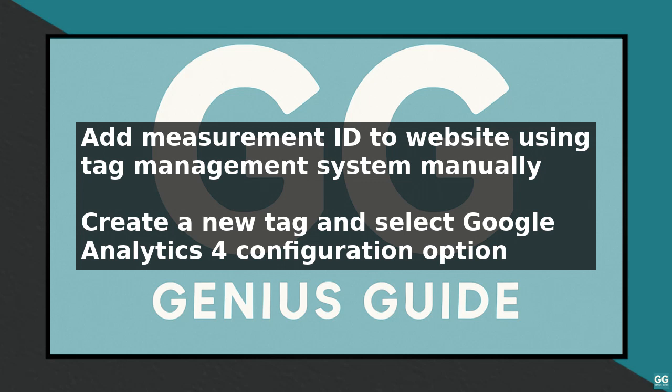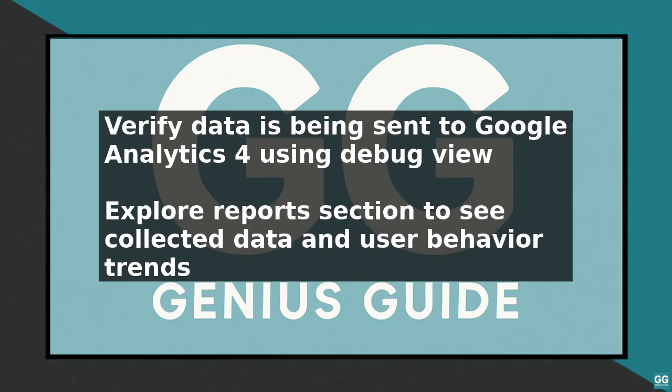on Debug View. After verifying that data is being sent, you can start to explore the different reports in Google Analytics 4. The Reports section is where you can see the data that has been collected, including user behavior, demographics, and conversion data. You can use this data to gain insights into how users are interacting with your website and make data-driven decisions to improve your marketing strategy.